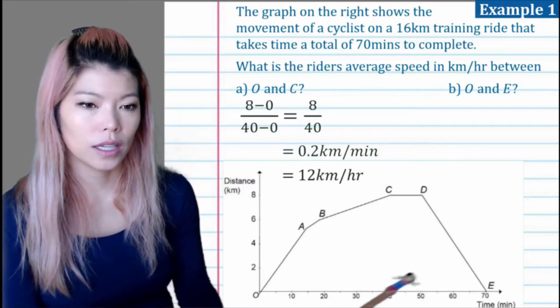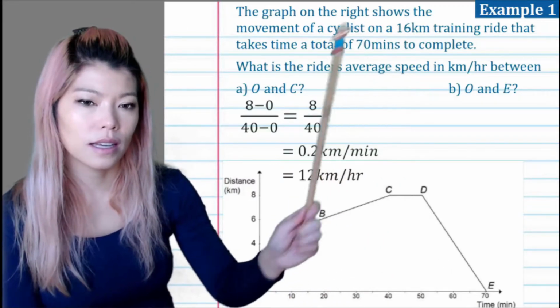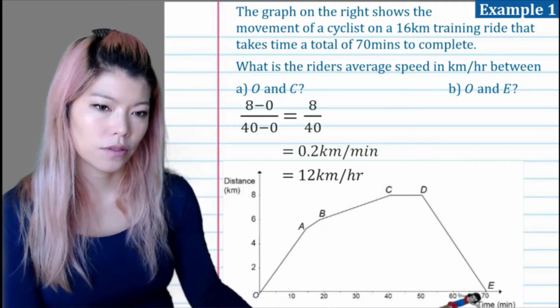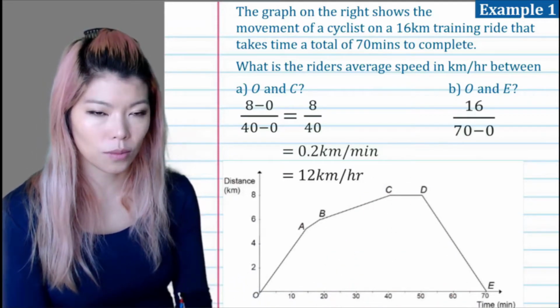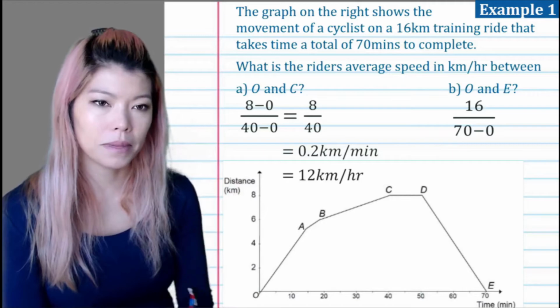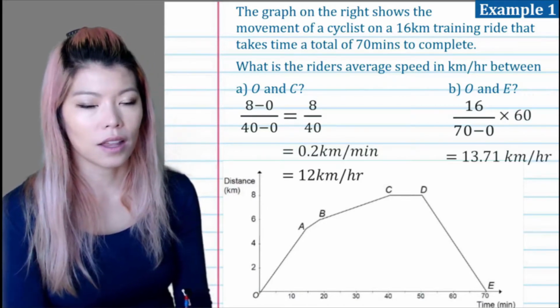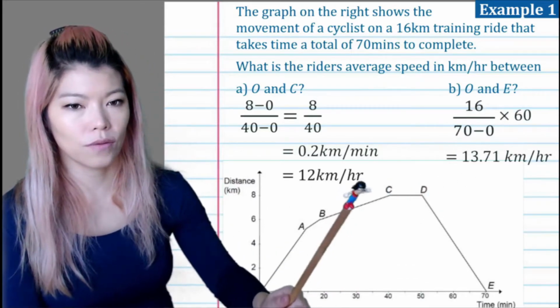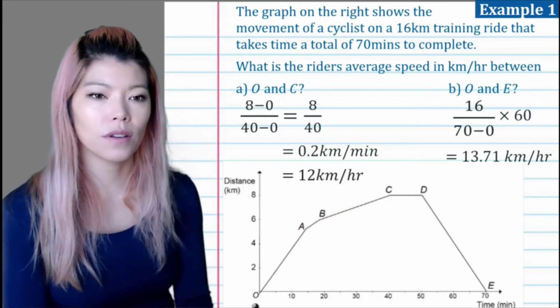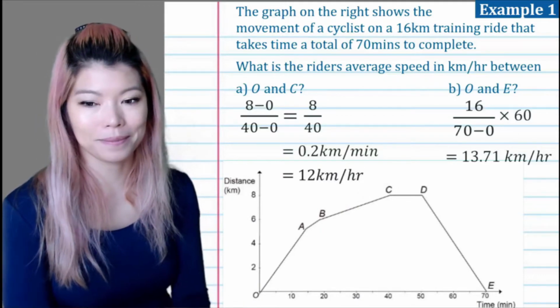How about O to E? Well, we know in the story that he's traveling 16 kilometers. So from here to here, he's traveled 16 kilometers, and it took him 70 minutes. So that is, and then if we multiply by 60 to convert to hours, that is 13.71 kilometers per hour.